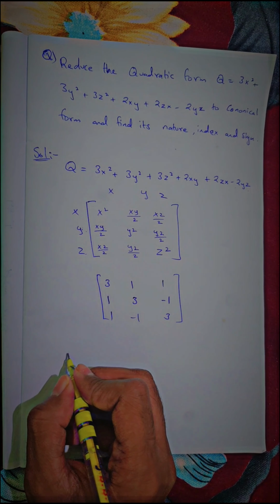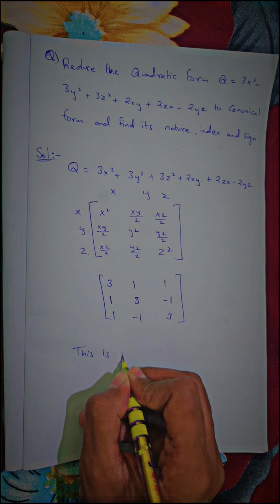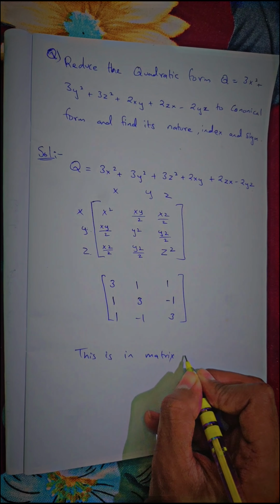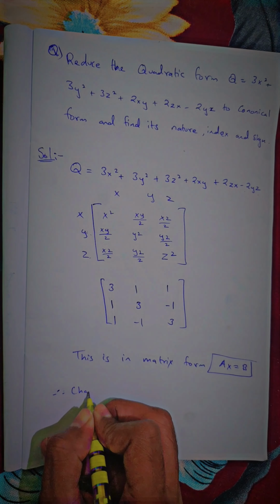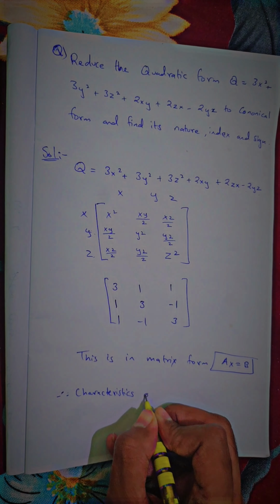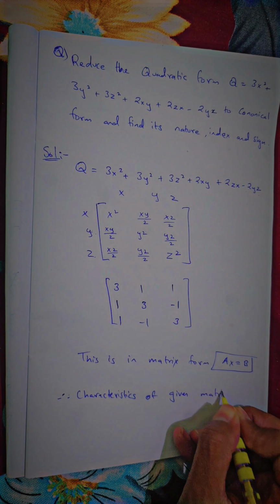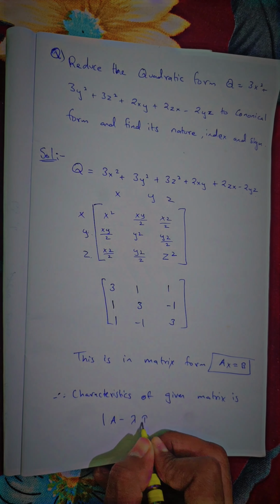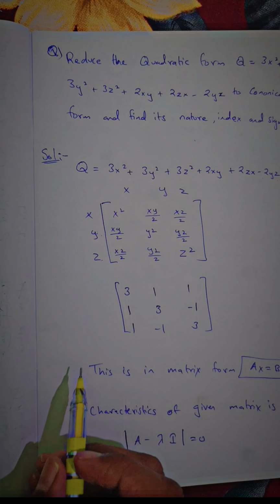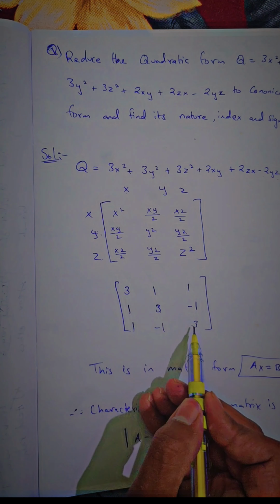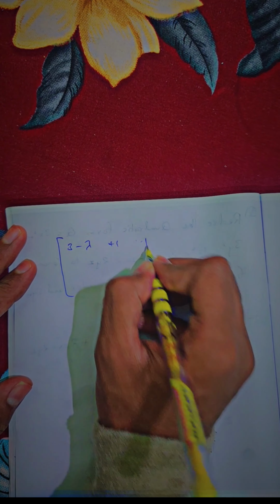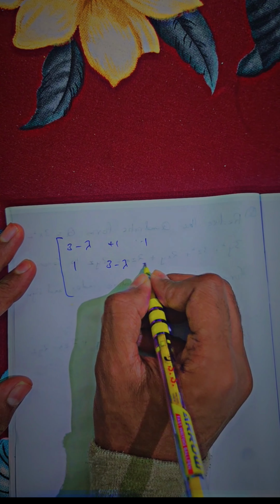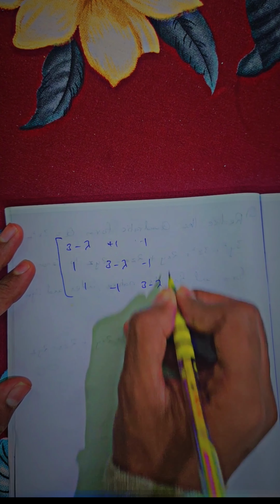So now this is in matrix form, Ax is equal to b. Now simply write the characteristic equation of the given matrix: A minus lambda I is equal to 0. What we need to do here is add lambda on the diagonal, like this. So 3 minus lambda, 1, 1; 1, 3 minus lambda, minus 1; 1, minus 1, 3 minus lambda.